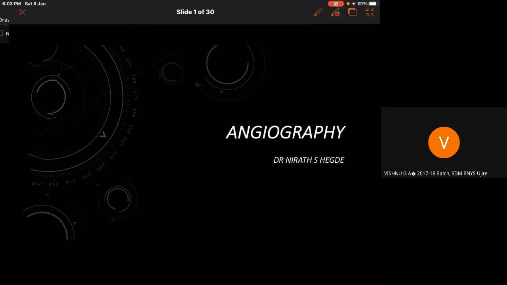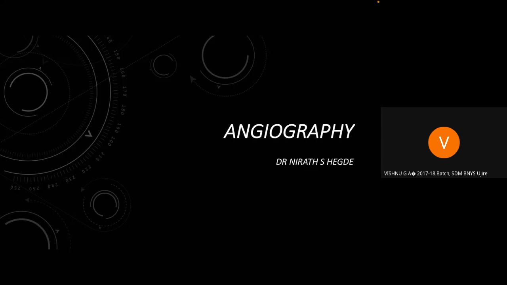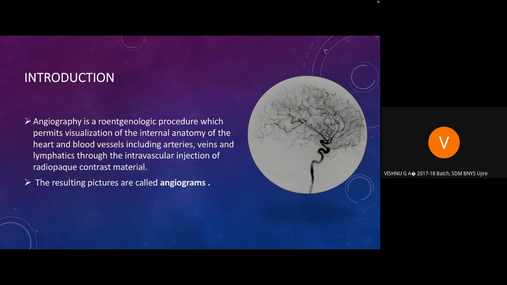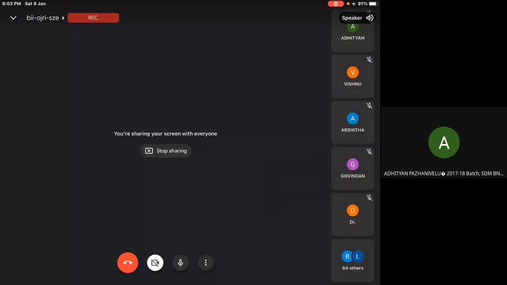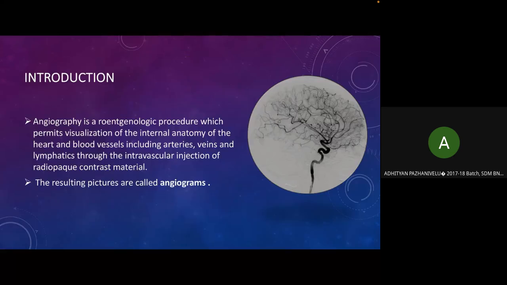We'll start. Once again, angiography. We have discussed angiography in the last session. What is angiography? Examination. Examination of the condition of the cardiac. Okay, angiography is an X-ray procedure which permits visualization of the internal anatomy of the heart and blood vessels, including artery, veins, and lymphatics.